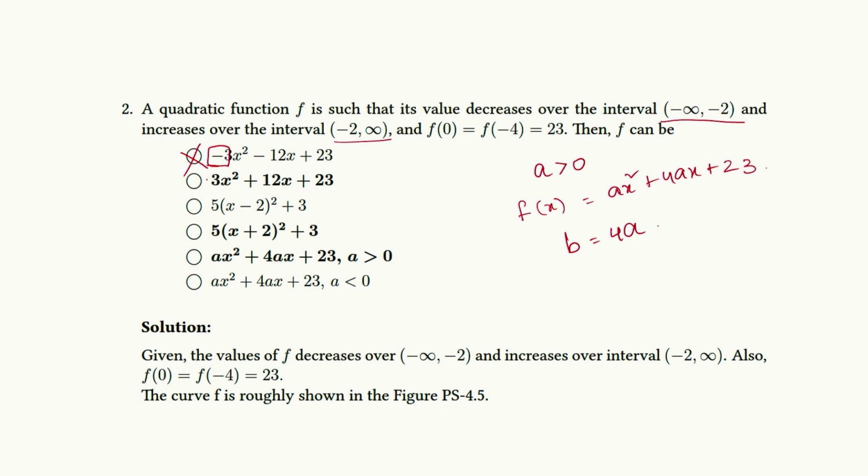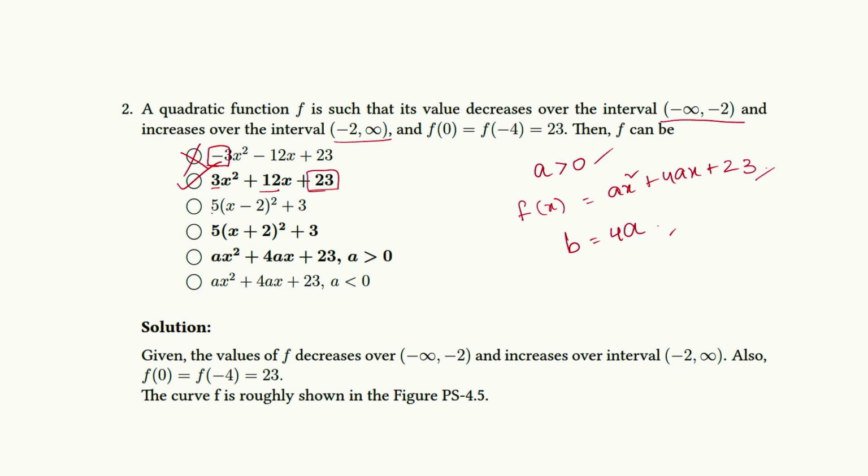So if you see the second option, we have the value of a as 3, the value of b as 12, which is 4 times 3, and the value of c as 23. So it satisfies all the conditions. So this can be true.